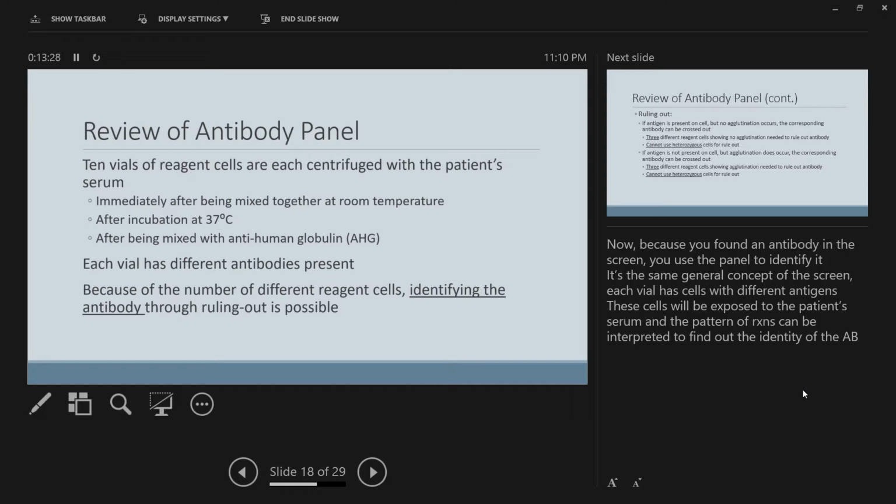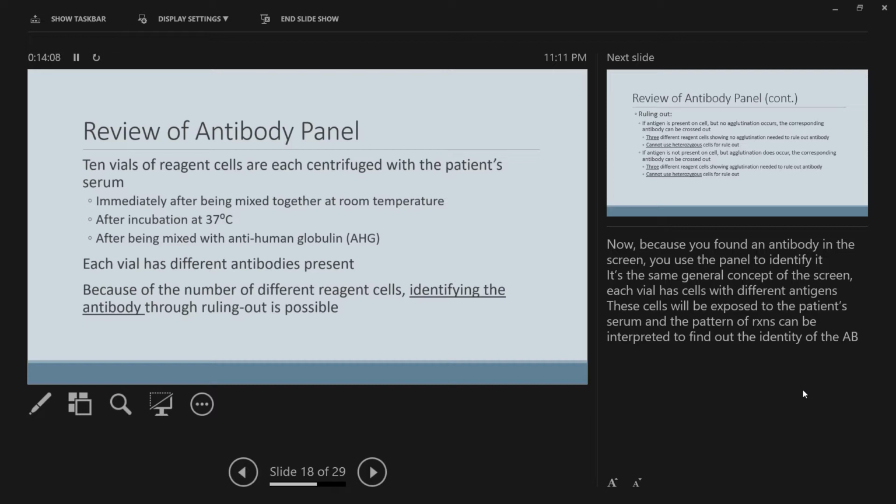So when you get to the antibody panel, you'll get 10 vials of reagent cells called panel cells, and they'll be centrifuged with the patient's serum at the same phases as the antibody screen: at room temperature, after incubation, and after being mixed with AHG. Each vial has different antigens present, but because we have 10 vials, we can look at the pattern of the reactions and actually identify the antibody present.